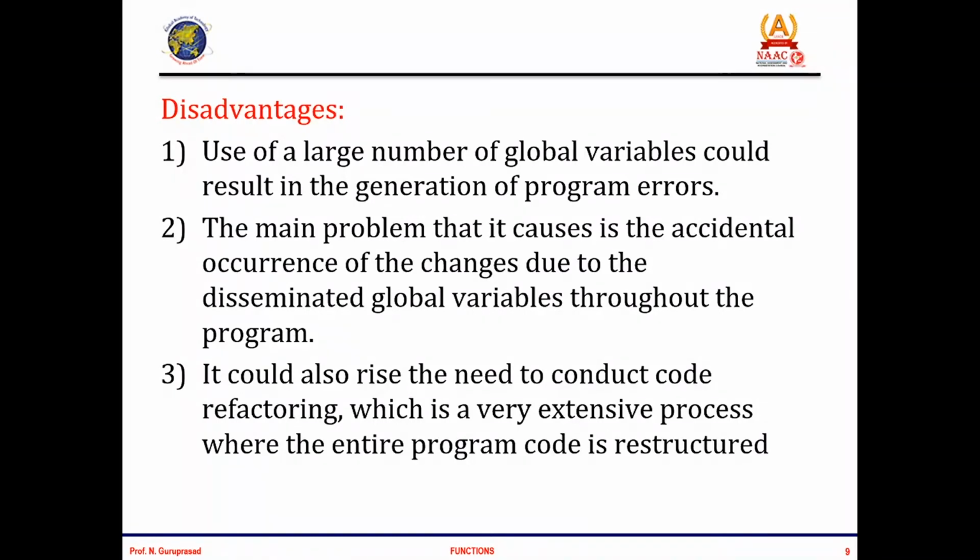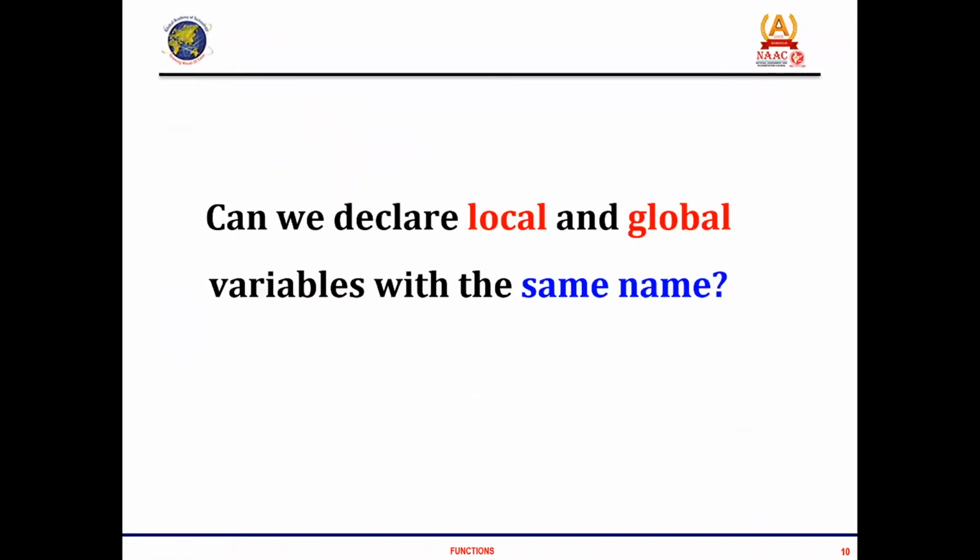Now, having known the concept behind local and global variables, how they are used in the program, and their disadvantages, the million-dollar question that comes to mind is, can we declare local and global variables with the same name? I repeat the question, can we declare local and global variables with the same name? Now let us directly go into our editor and try to get the answer to this question.